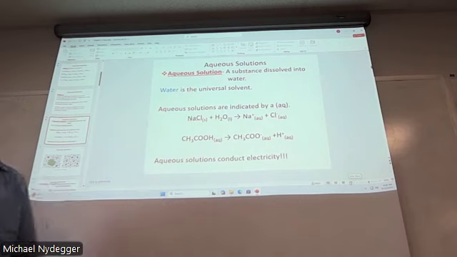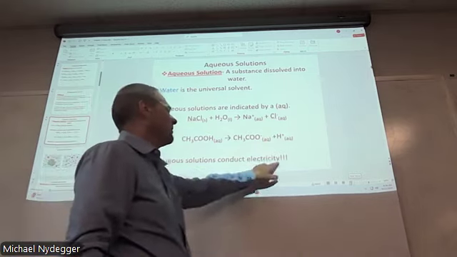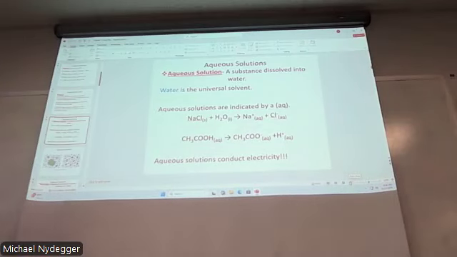Now, does water conduct electricity? Not at all. Water actually does not conduct electricity. What happens is if there are any ions in water, that is what conducts the electricity. So aqueous solutions conduct electricity because there are ions in there. Pure water will not conduct electricity. It is going to be an insulator because it's what's called polar covalently bonded.